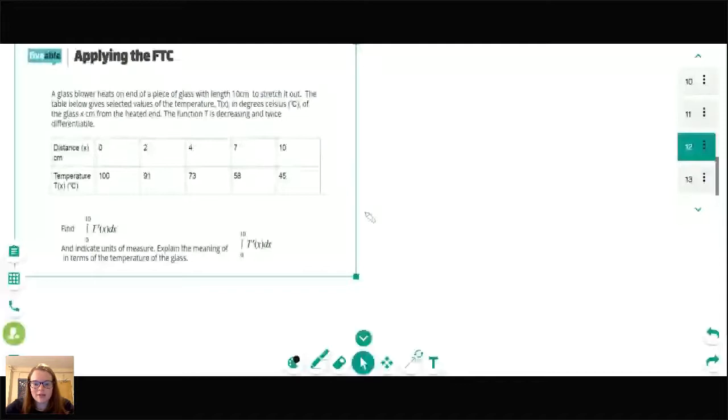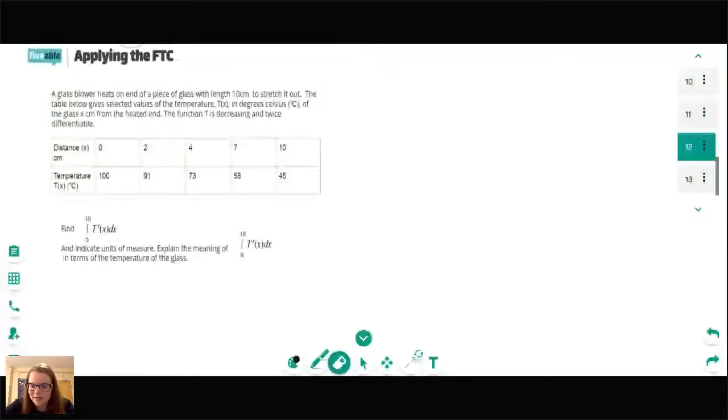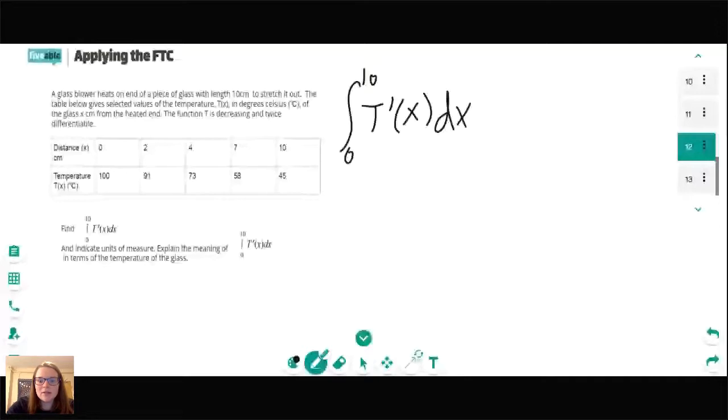All right, well, I guess I'll go. All right, Dylan, you should feel good about that because that's exactly how you find it. So if you have an integral from 0 to 10 of t prime of x, the integral of the derivative is just going to end up being the function itself. Okay, so this works because we've got an integral of a derivative.